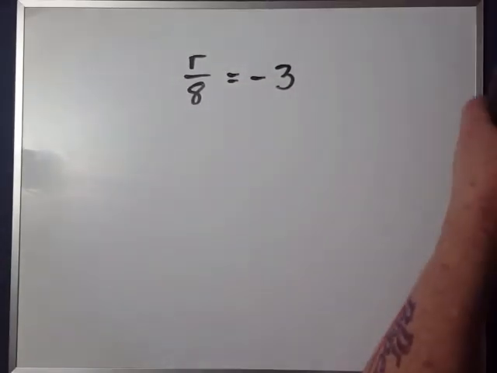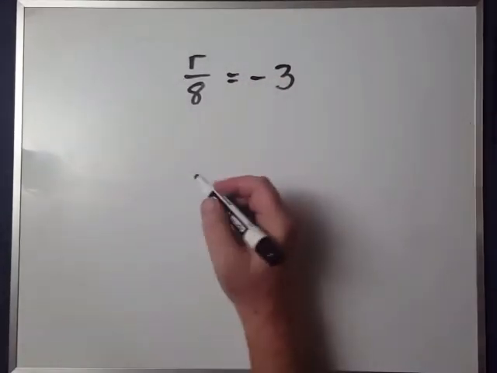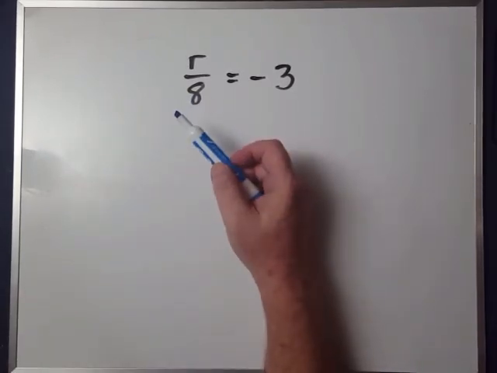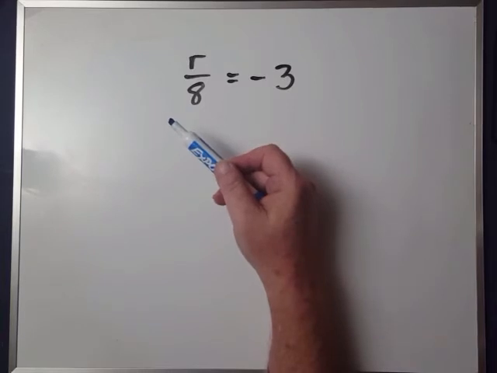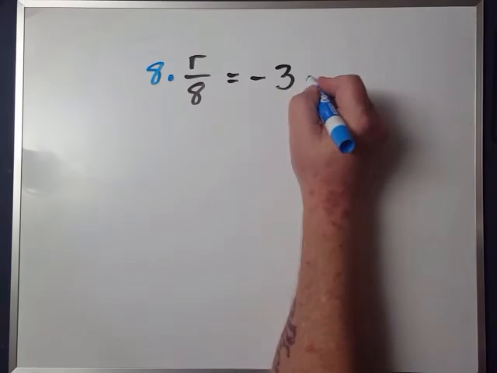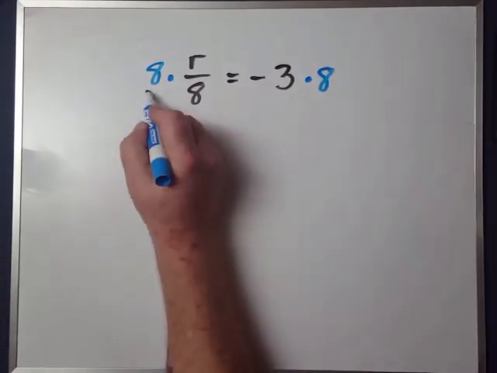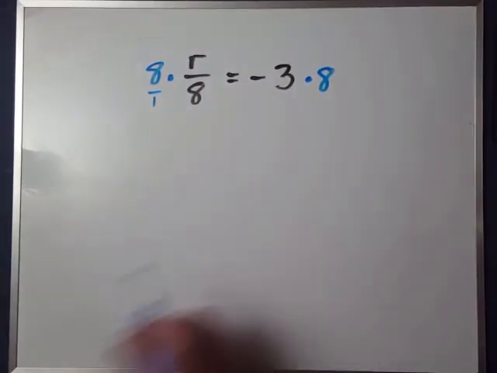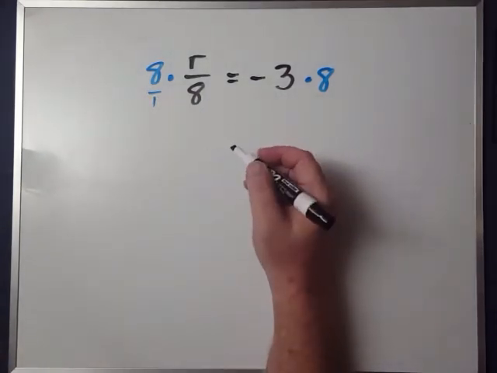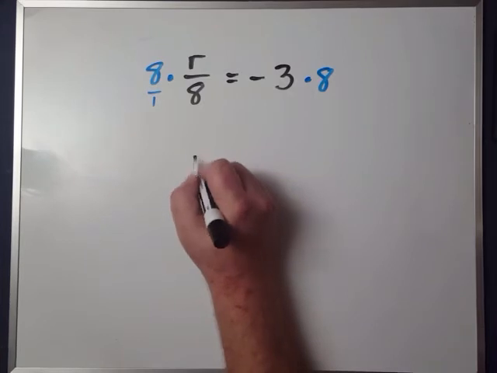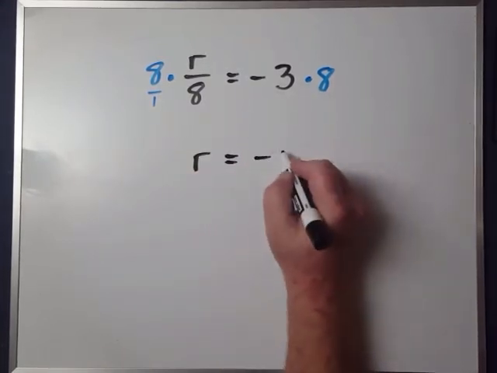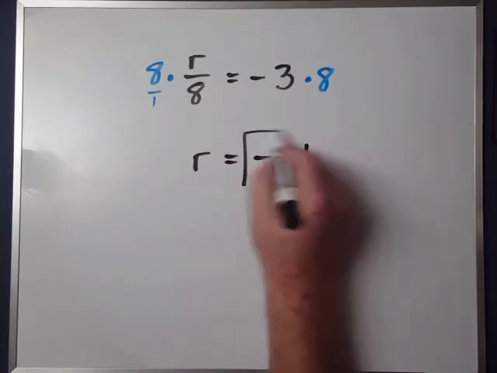I'm going to say, what is keeping r from being alone? I want this to read r equals. What prevents that? It's being divided by 8. How do you undo division? You multiply. Multiply both sides by 8. If you want to see that 8 over 1, that's fine. On the right-hand side, the 8's cancel to leave just that r. On the right, negative 3 times positive 8, negative 24.